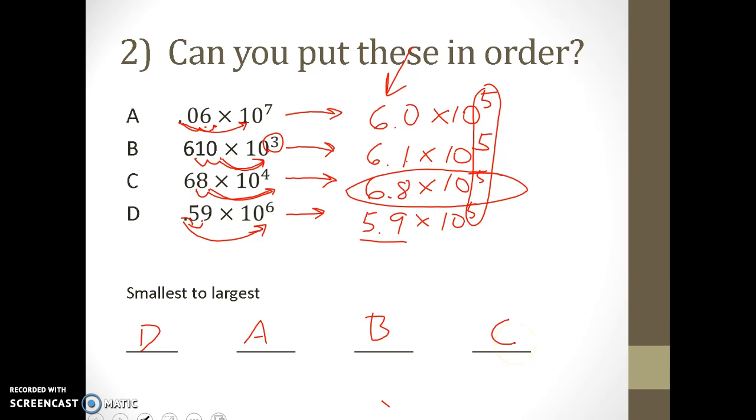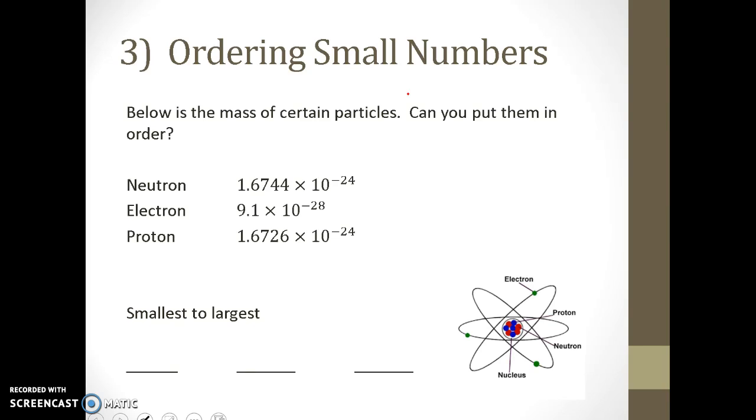So again, we have to make sure that all of these, we're talking about the same thing, which means all of them have to be in scientific notation. And then we look at the exponent first, and then if the exponents are the same, then we look at the actual numbers. Let's take a look at number 3 here.